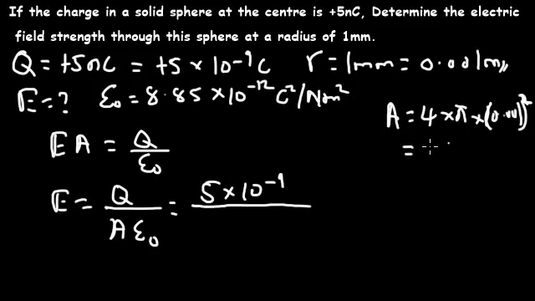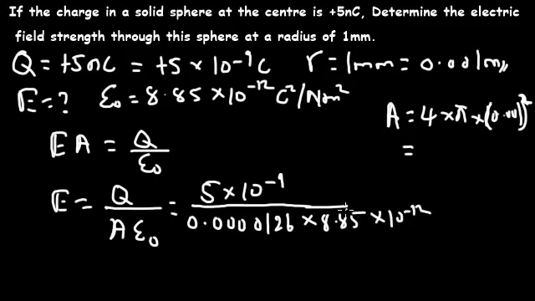Perfect. So we need to use our calculator at this point and have our answer plugged in. So 4 times pi multiplied by 0.001 all squared. So I got 0.0000126, then multiply by the permittivity of free space, which is 8.85 times 10 to the power of negative 12. So I'm going to insert everything right away onto my calculator. 5 times 10 to the power of negative 9, divided by 0.0000126, then multiply by 8.85, again multiply by 10 to the power of negative 12.